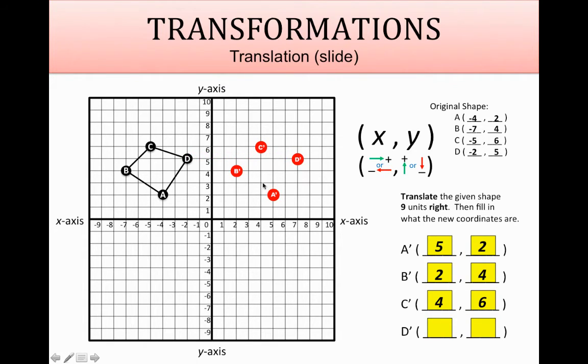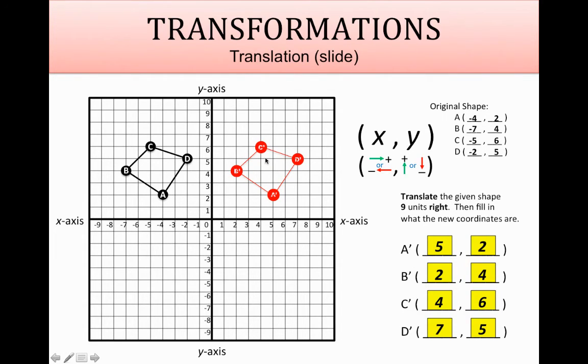All right, now you guys don't have to connect these points like the original shape is over here. All you're doing is just showing where those points are going to be. D prime now is at 7, 5. We can show you guys what it looks like right here. It's going to look like the exact same shape, only over here now, 9 units to the right.